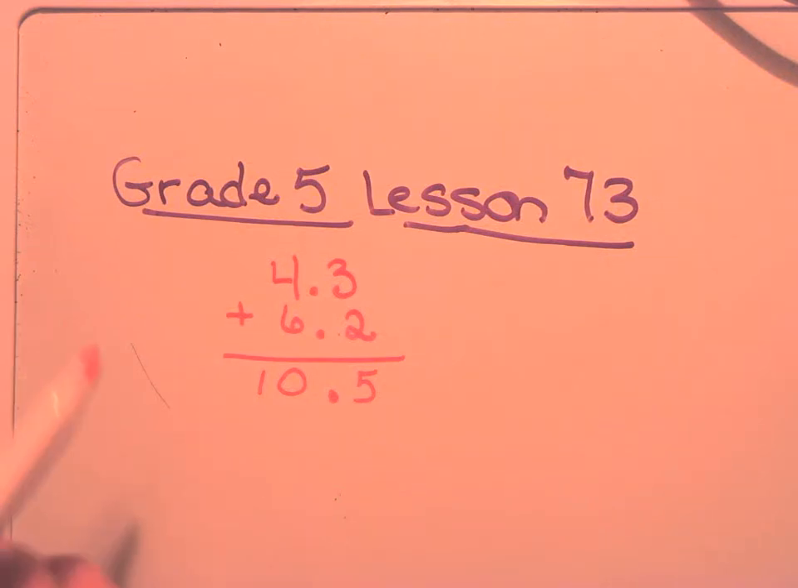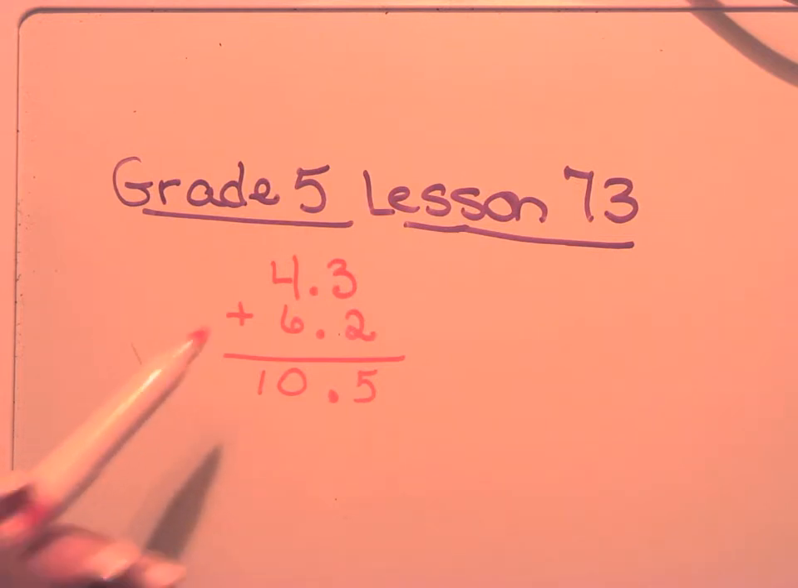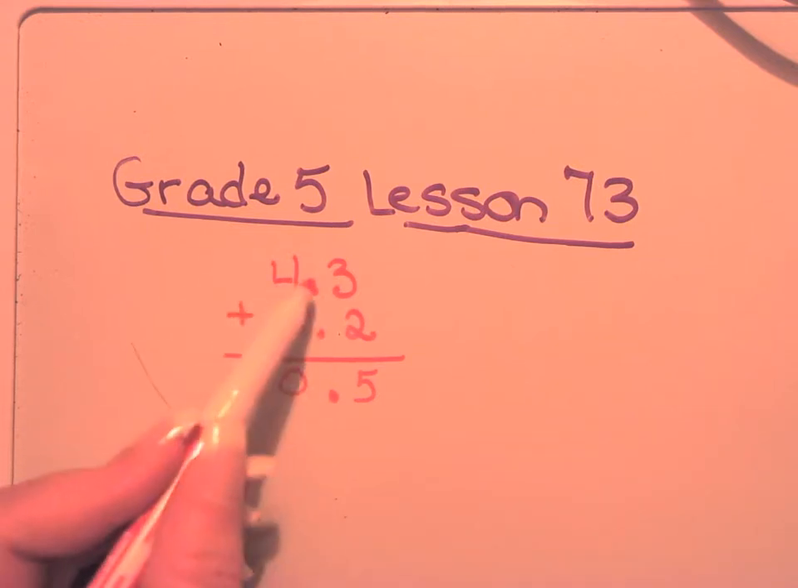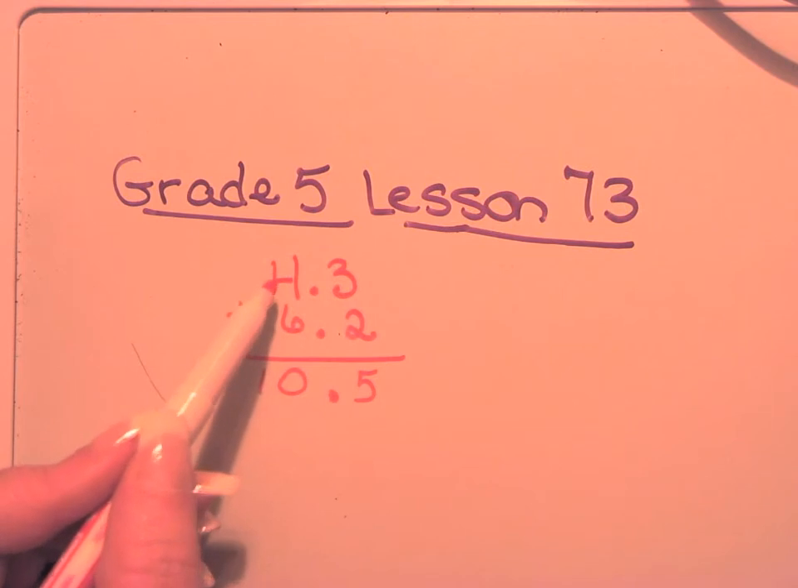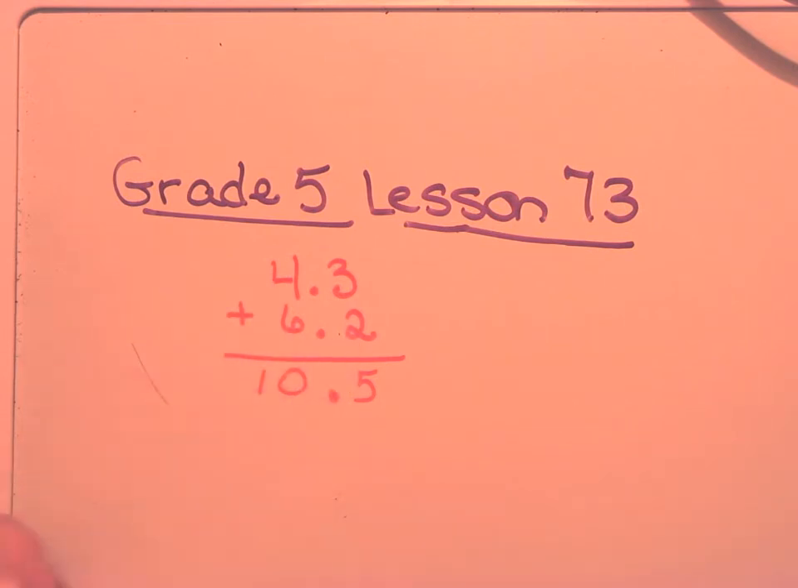Okay, this is lesson 73 for 5th grade. And we're taking a look at the idea of adding and subtracting decimals. So when we add decimals, we just have to line up those decimal points, right? 4 and 3/10 plus 6 and 2/10 gives us 10 and 5/10.